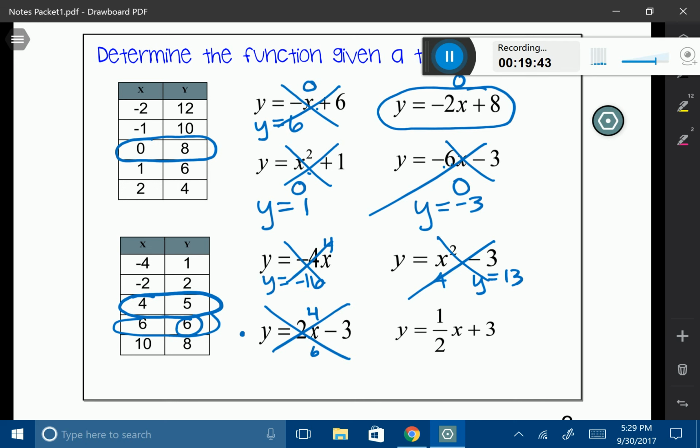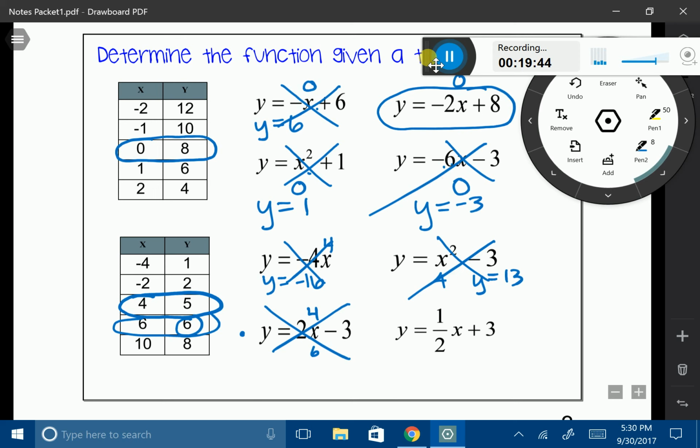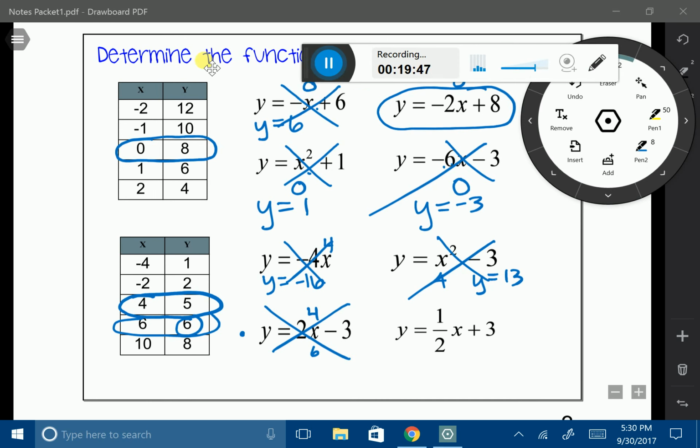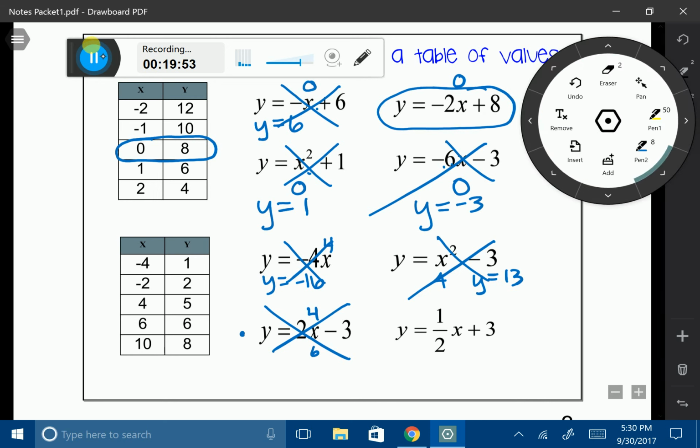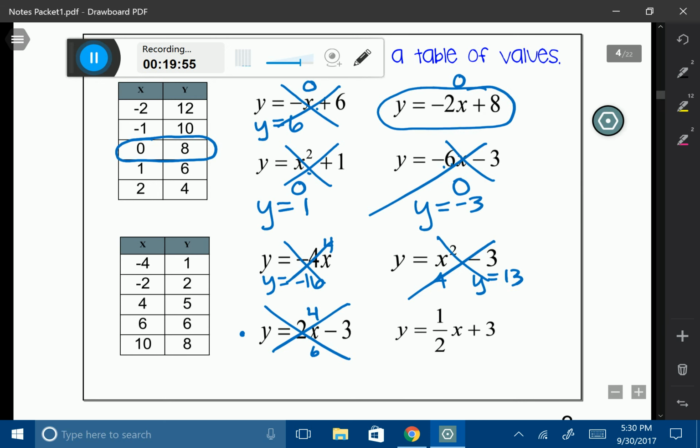Okay, I'm actually going to go ahead and erase some of my work here, my circles, so I don't confuse you. And let's look at this last equation, 1/2 x plus 3. All right, well, let's focus on that 4 again. Let's take 4. 1/2 of 4, well, that's 2, plus 3 is going to give me 5. So y is equal to 5. Oh, all right, that works.